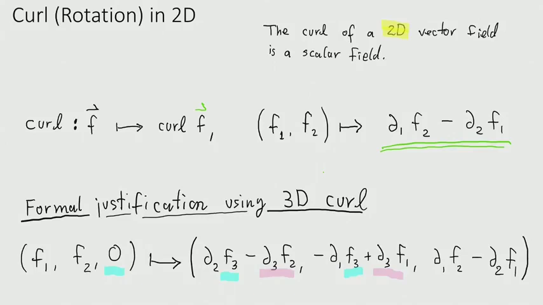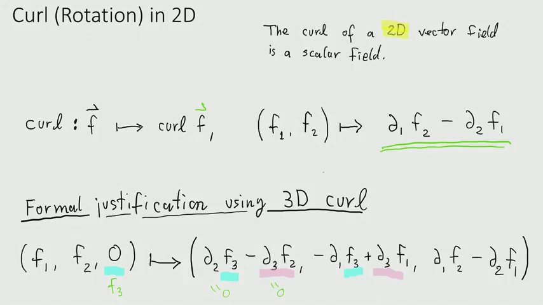The first component is x2 derivative of f3 minus x3 derivative of f2. And here, f3 is just 0. The third component is 0. So what happens now in the first component is, well, the derivative of 0 is 0, and f2 does not depend on x3. It only depends on x1 and x2. So these are all 0. For the other term, the x3 derivative vanishes.